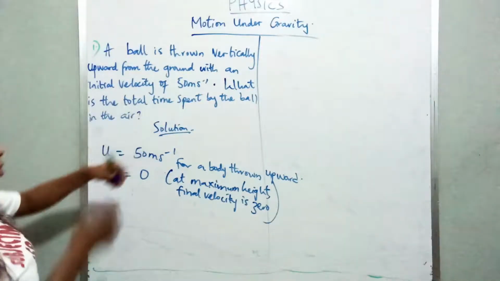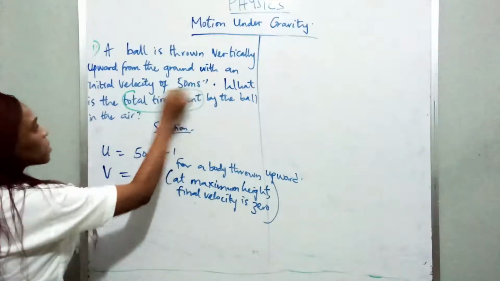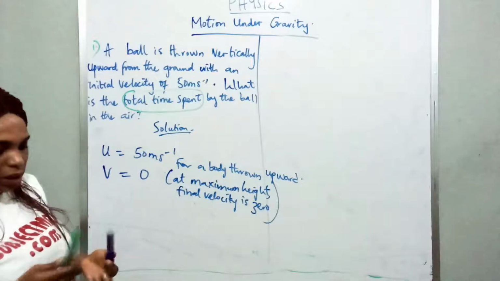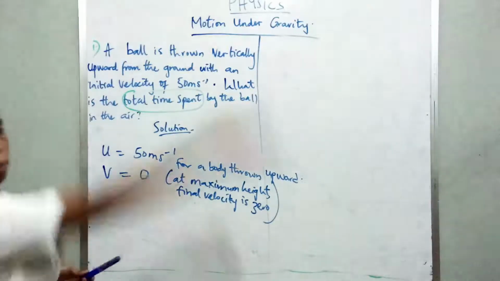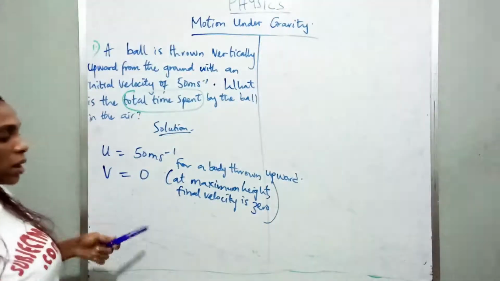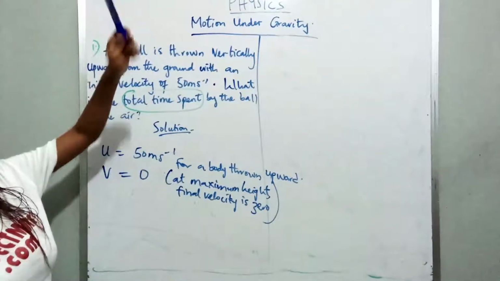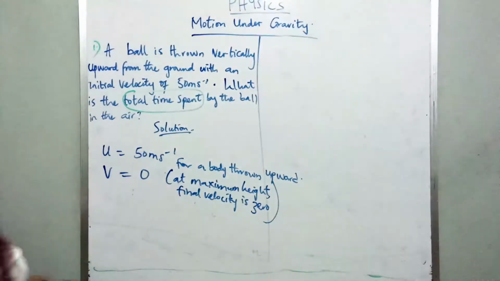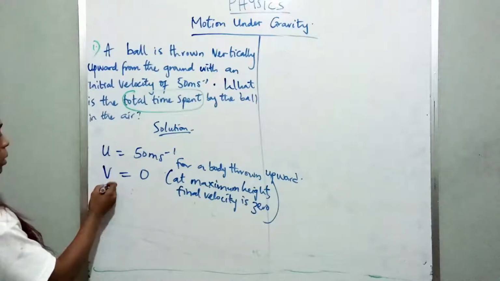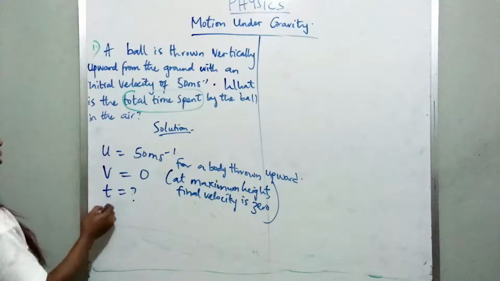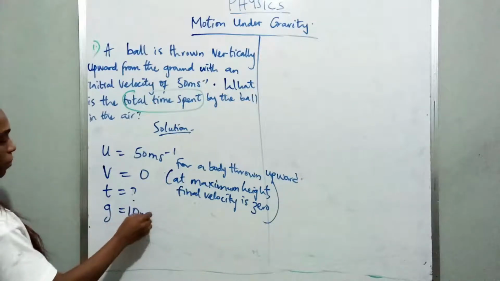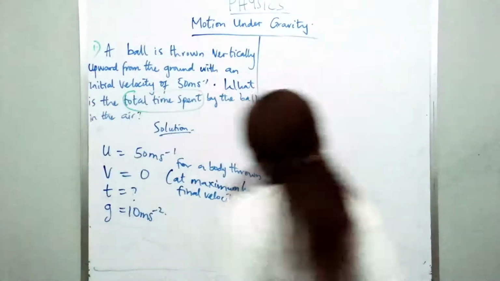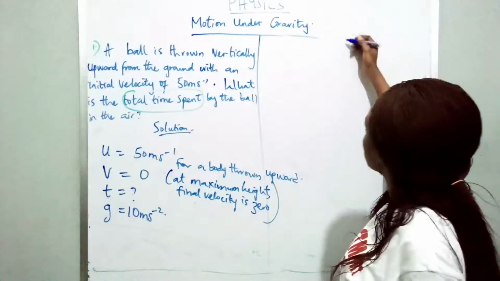So the question now says, what is the total time spent? Take note, total time spent by the ball in the air. So the total time spent will be the time spent in going up and then coming down. Don't forget, I told you earlier that the total time spent will be 2t. The time taken to go up is the same as the time taken to come down. So we don't know our t, but of course we know what our g is, which is acceleration due to gravity. So let me just list out the three equations, so we pick which one of them is applicable.